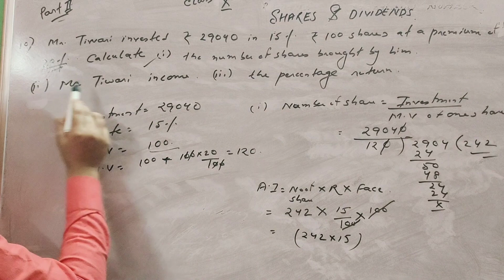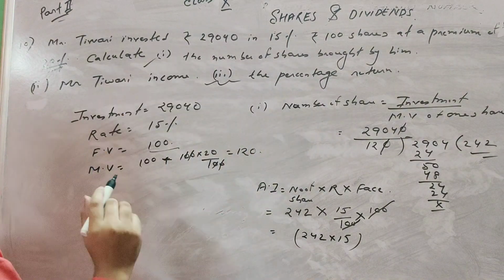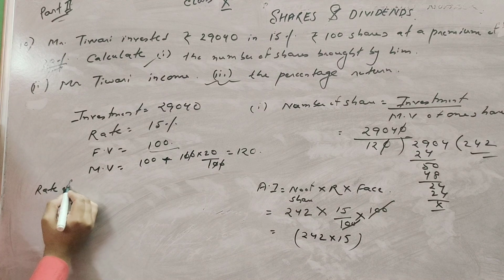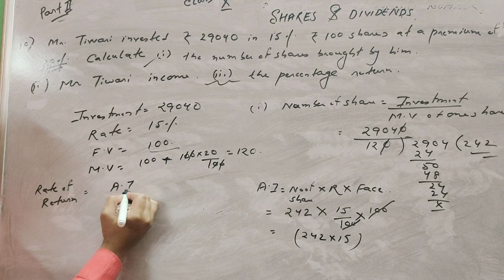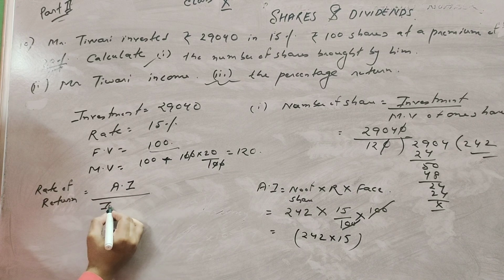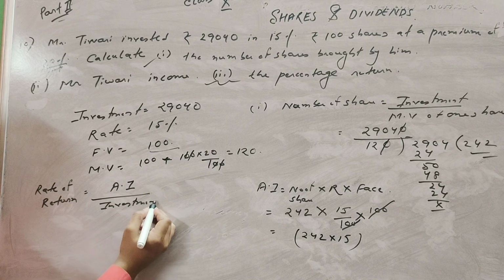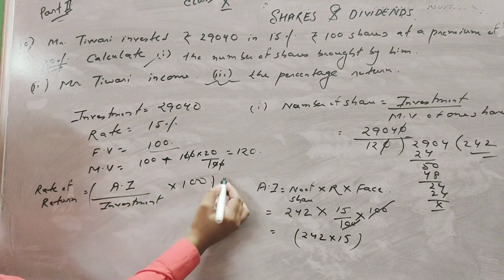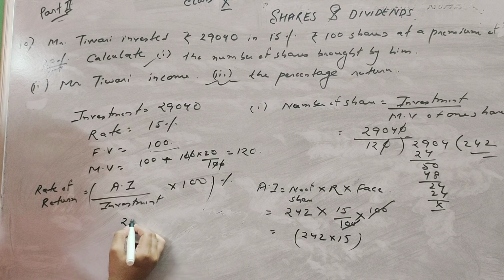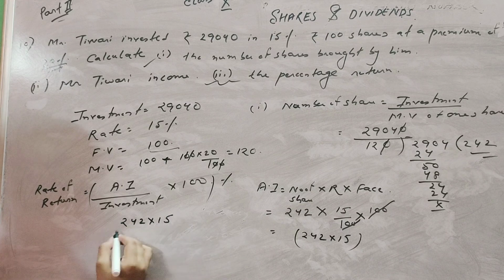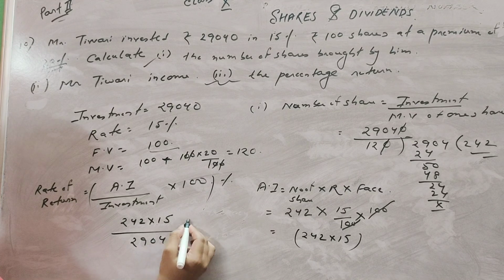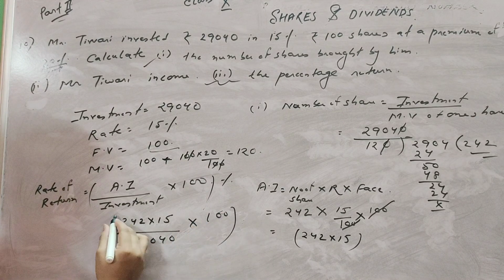Clear? Now it's time for the percentage return. Percentage return means rate of return. So the formula of rate of return is annual income by investment into 100. Clear? So the annual income is 242 into 15, investment is 29040, into 100.